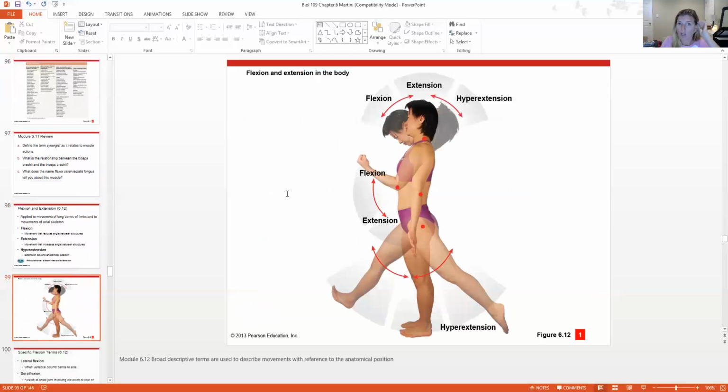Here they all are. Nice movements for you. You can see flexing the head, extending the head. All of us are probably extending our heads right now. Maybe you're flexing it a little bit if you're drooping. Hyperextension is leaning your head back. Same thing with arms and legs, which move in opposite directions from each other.